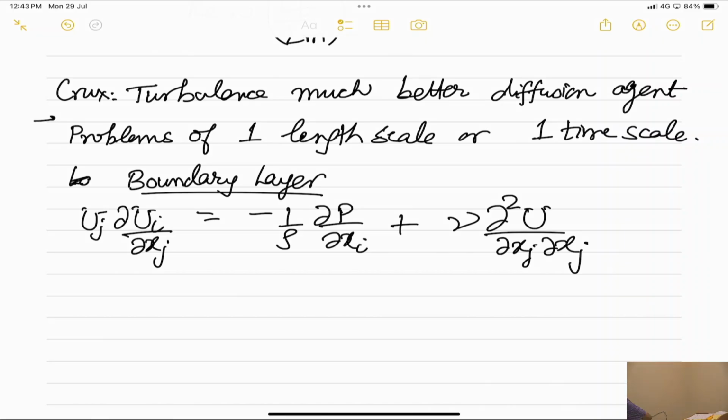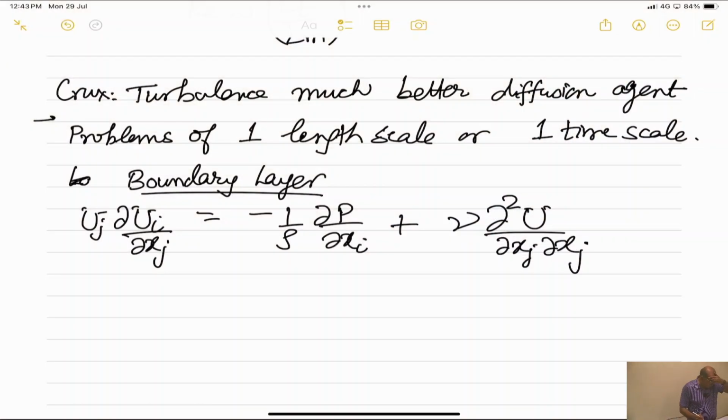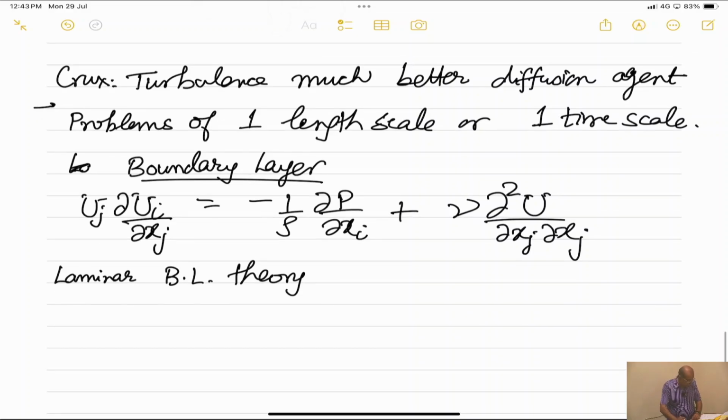The gravity term has been clubbed with the pressure term. We are looking at steady state equation. So, this is the general Navier-Stokes equation. And if we look at the laminar boundary layer theory, and again we do some estimates there.